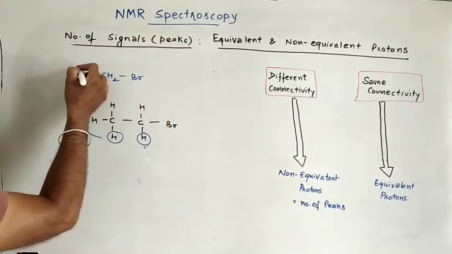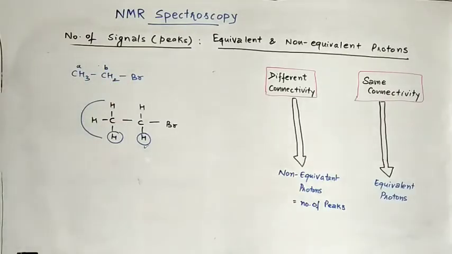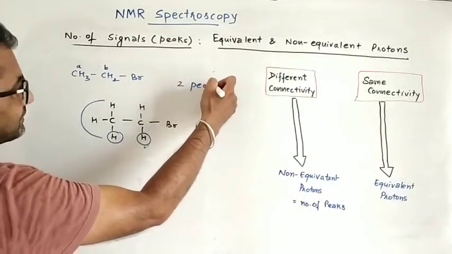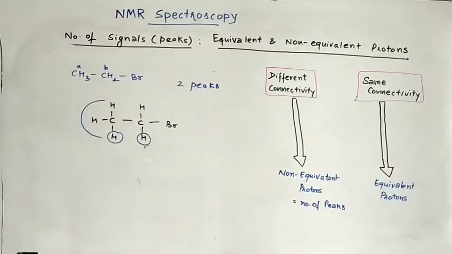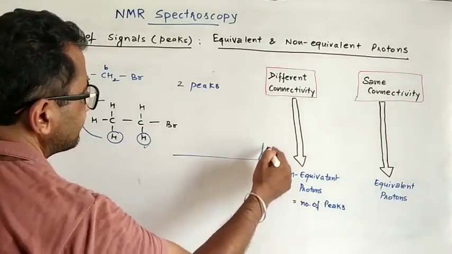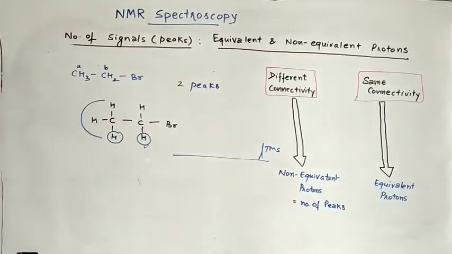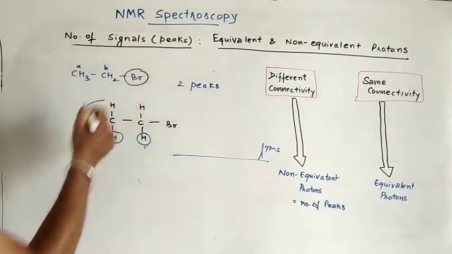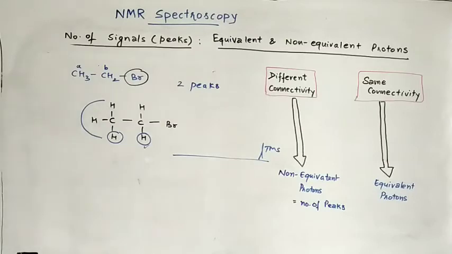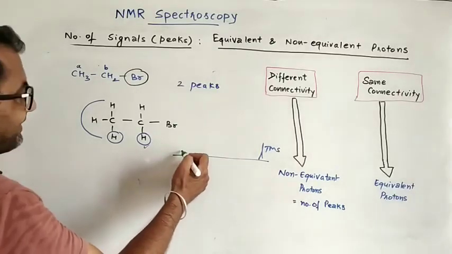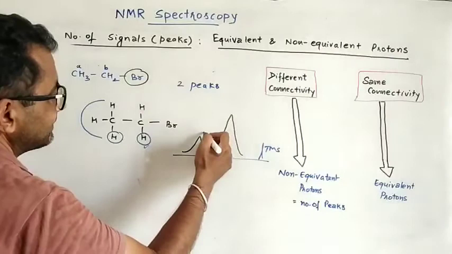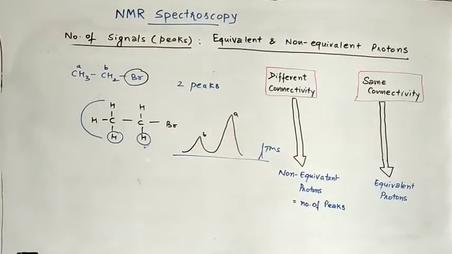It means you will get two signals, A and B. Three protons give one signal, two protons give one signal. So here there will be 2 peaks. Can you think about their position in the NMR spectra? Which side will be A, which side will be B? As Br is more electronegative, it will draw the electron density, so where will the electron density be less? At B or A? At B. So B will be de-shielded. So B will be on this side. So this is your B, this is your A.